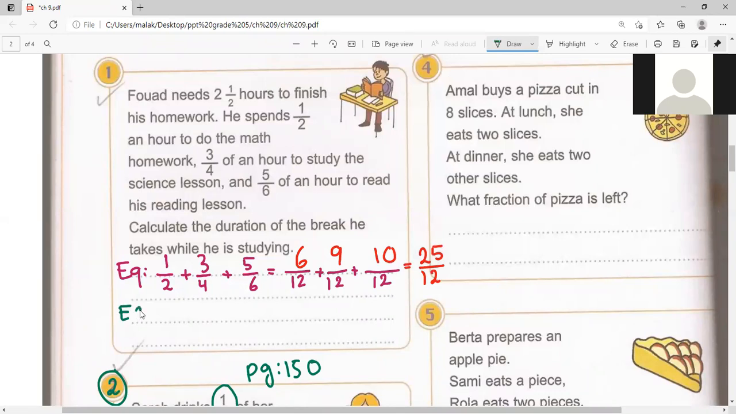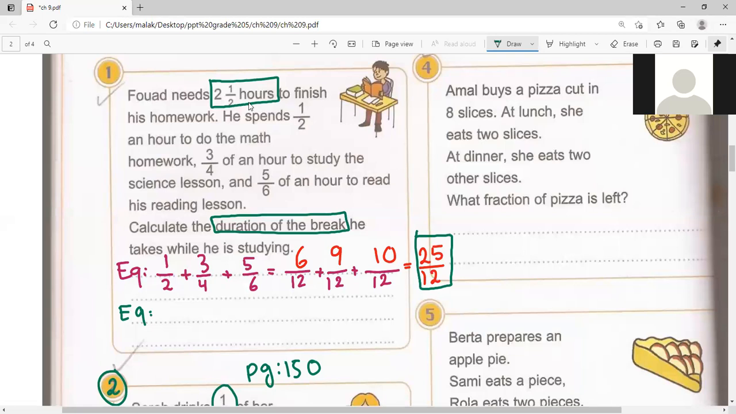So we said yesterday the total is 2.5 hours. He needs 2.5 hours to finish everything. He took 25 over 12 hours to do all his lessons. So calculate the duration of the break he takes while he is studying. The time that's left, he will take a break. That is the duration of the break.